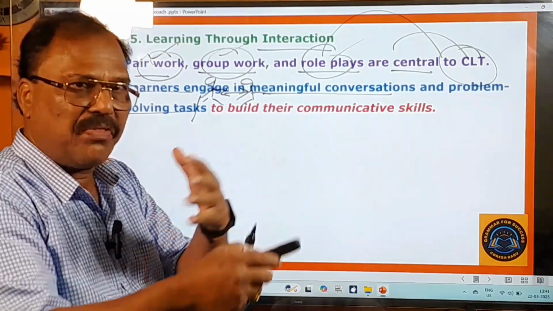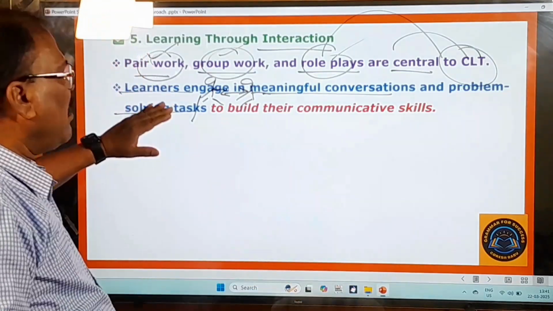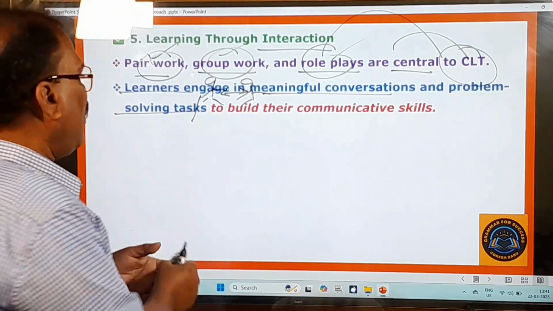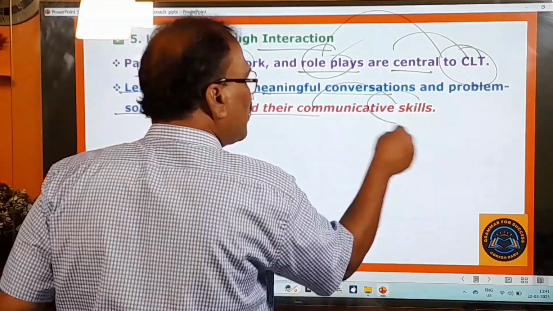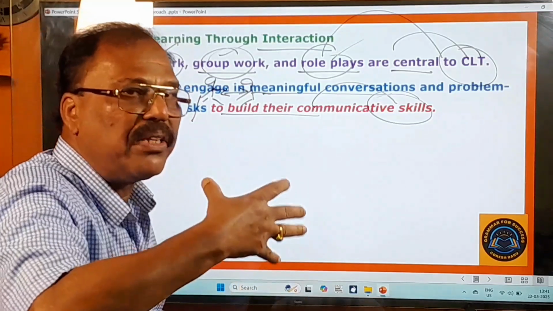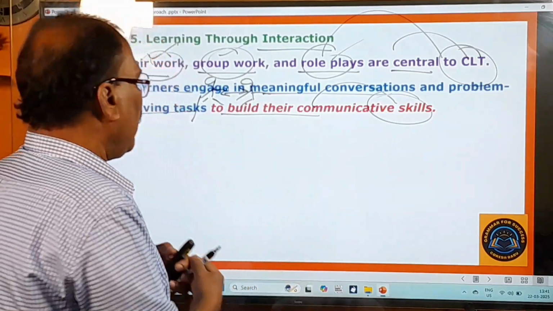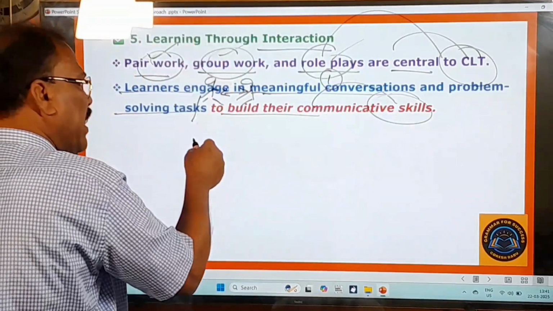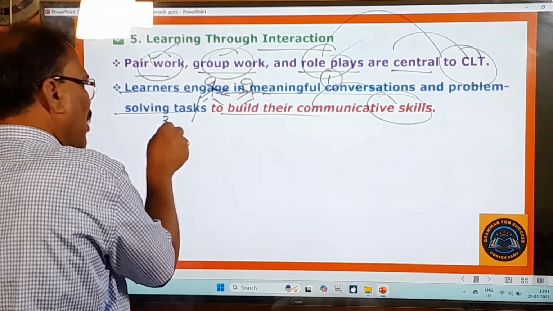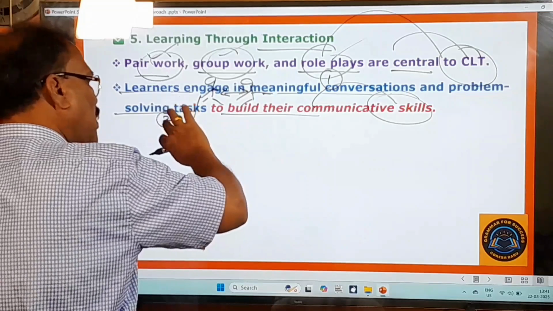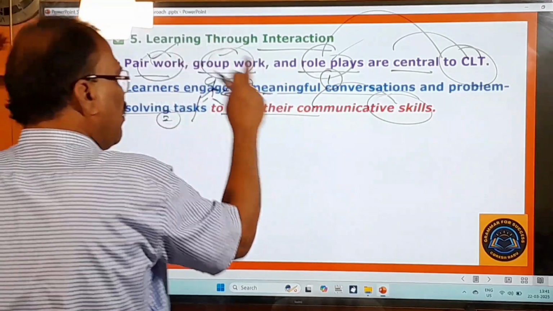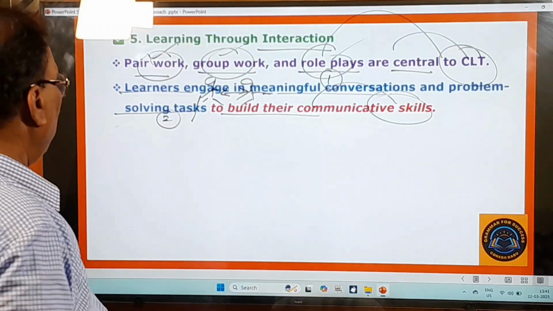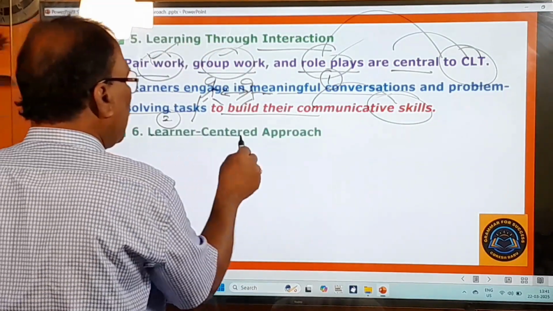The conversations will be very meaningful, and they will also get engaged in problem solving tasks. Why? To build their communicative skills. So in order to improve their communicative skills, they get engaged in meaningful conversations and problem solving tasks. In this way, by participating in these two things, the learners will improve their communicative skills. That is the point.